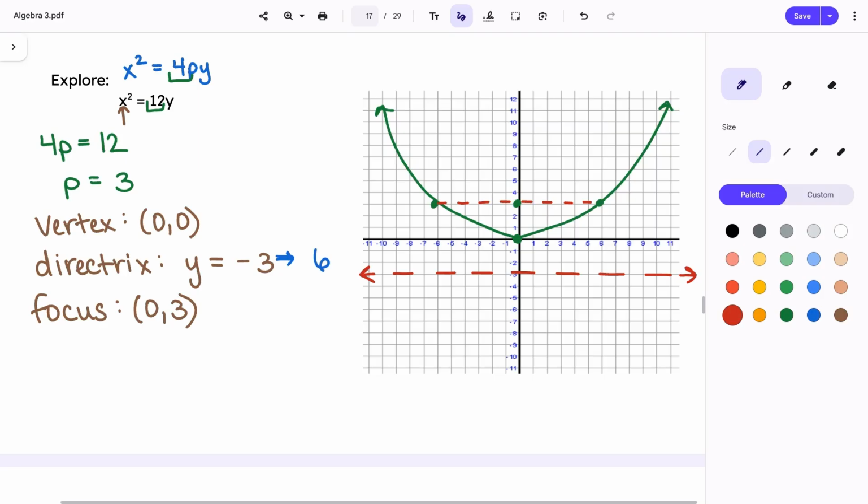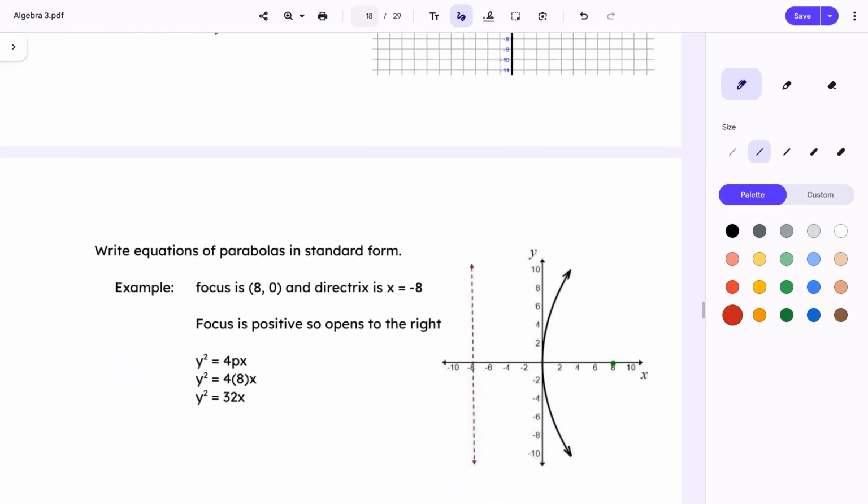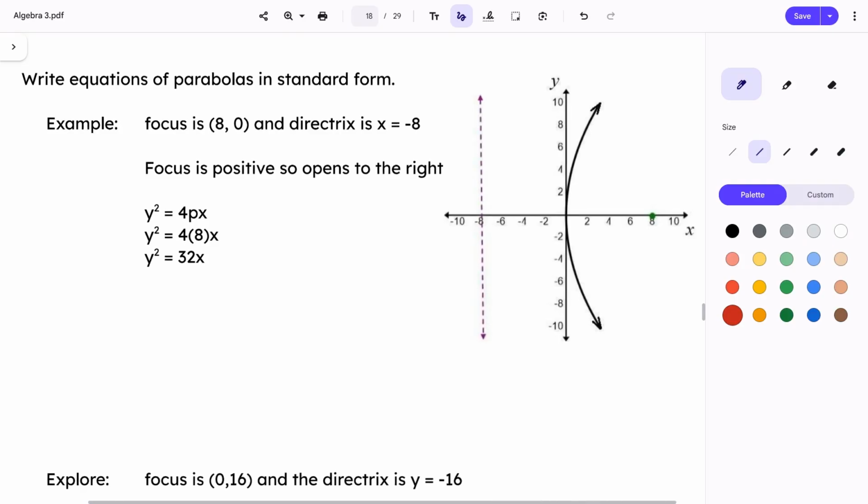Questions on that example? Okay. So the next page, we're going to kind of go away from the graph a little bit. Now they're going to give us some information about a parabola, and they want us to write the equation. Sometimes they'll give you the graph, sometimes they won't. Or you could even think about putting these things on the graph if it helps you think about how to write the equation.